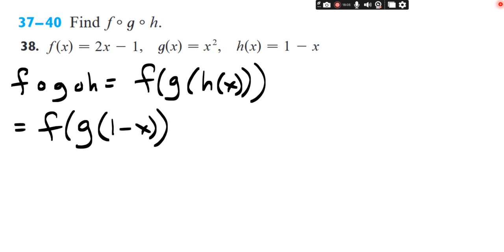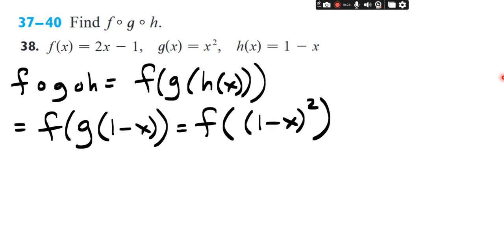All right, that's good. So now next thing. Now I'm going to stuff h into the g function, right? And the g function, what that does, it squares things. So in this case, it's going to be f of squaring that piece.